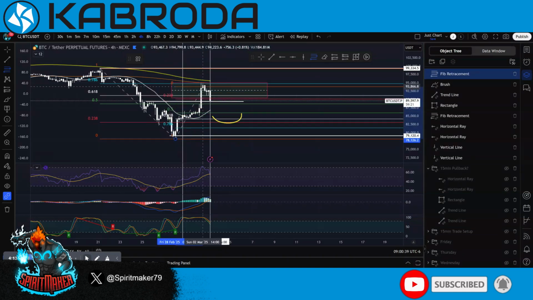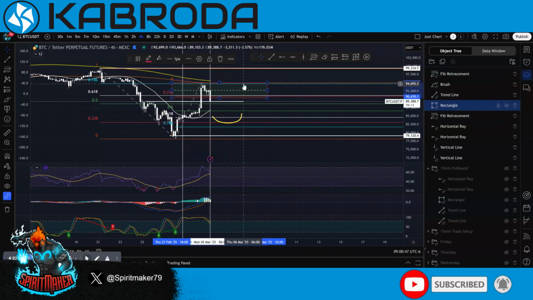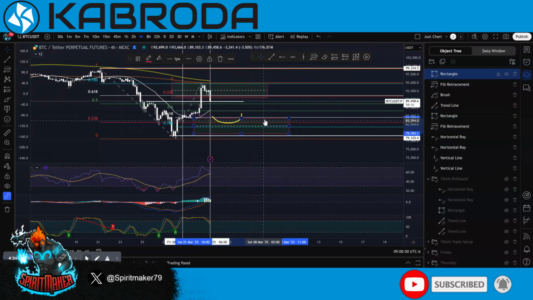So if we were going to see the pullback, we take this low to this high, and the pullback is somewhere now in this pocket. So I'm going to take this and drag it down, and this would be my area that I'd be looking at for a pullback. I'd expect this to pull back into this area somewhere, and it's the same thing as the 786, the 618. This is kind of your buy area.